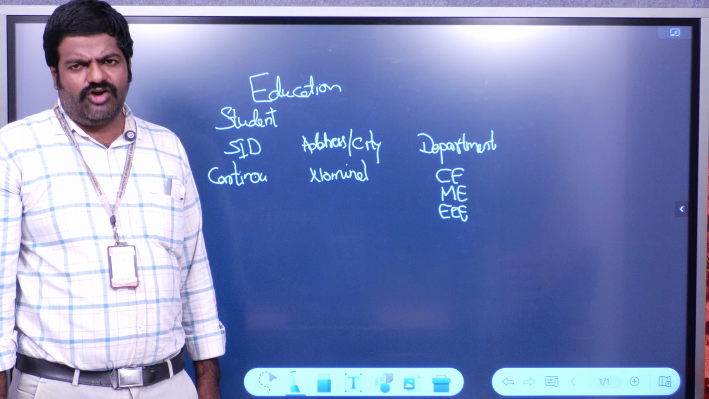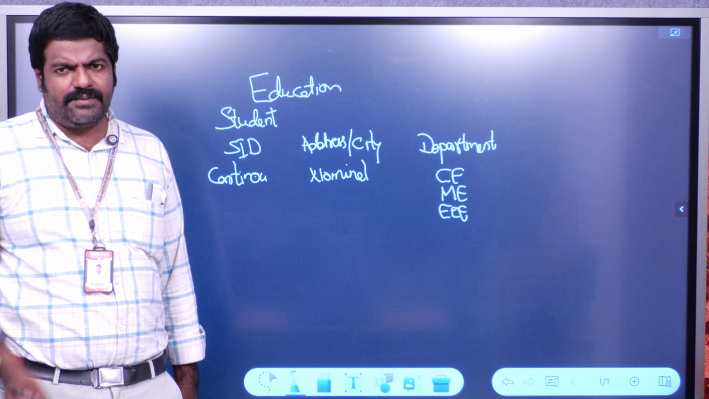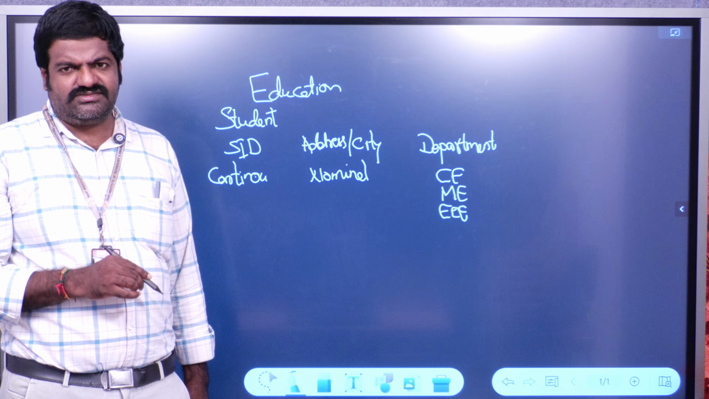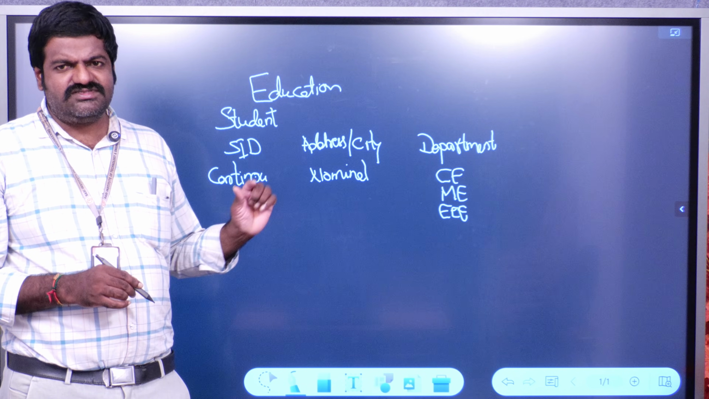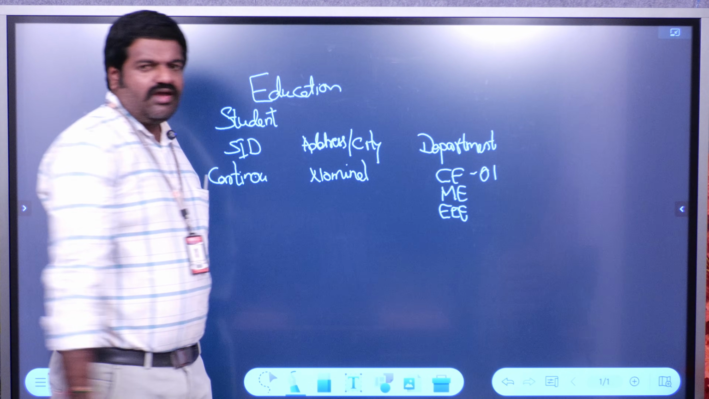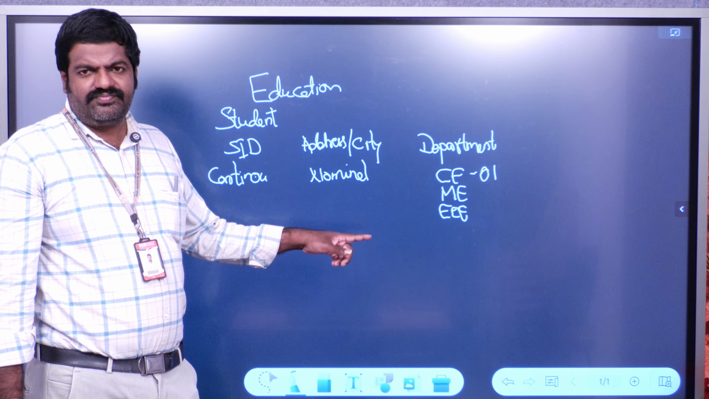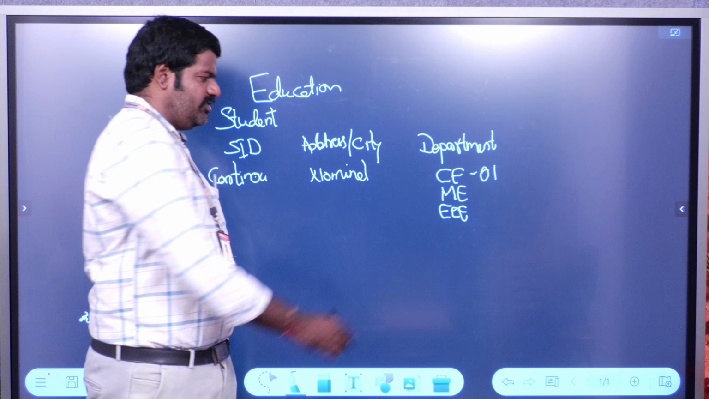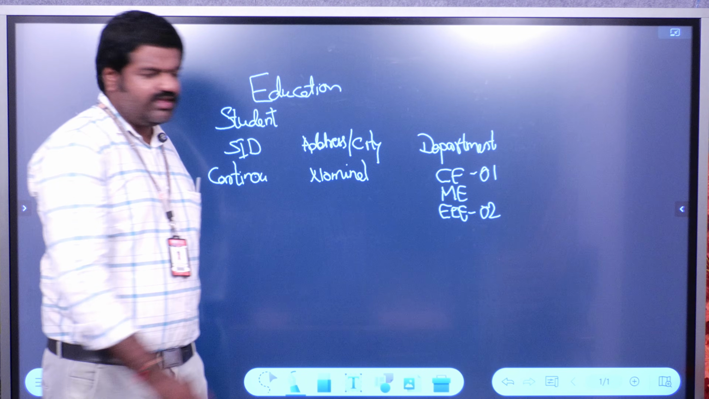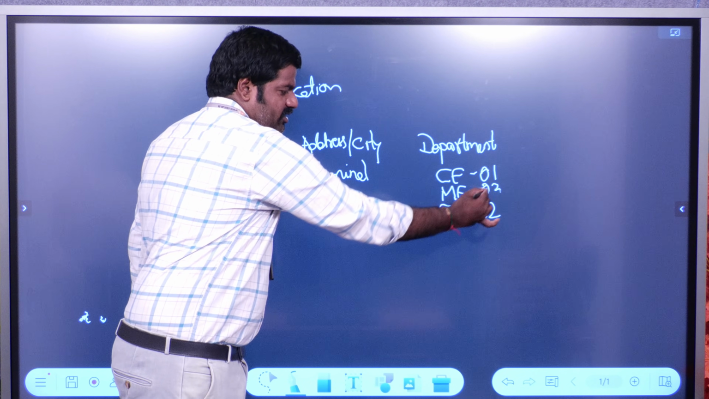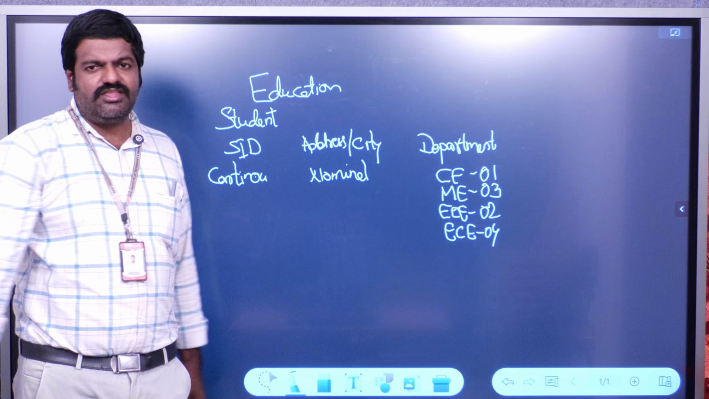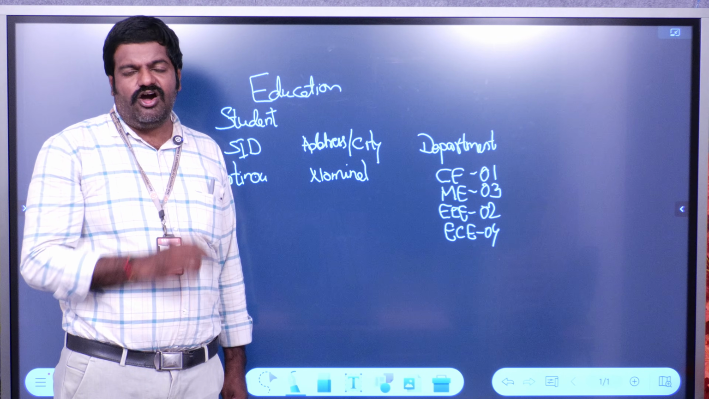Now, is the department nominal or ordinal? There exists an order between the possible values. For example, civil engineering branch code starts with 01, so I'm giving it the first order. Second, EE, whose branch code generally starts with 02. Mechanical starts with 03, ECE starts with 04. So there exists an order between the possible values, and this comes under ordinal.